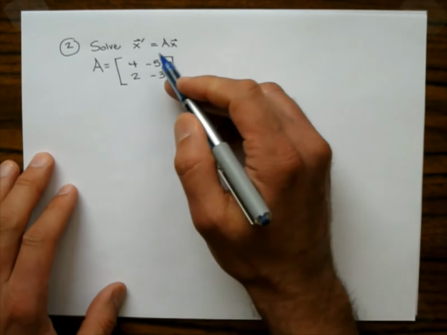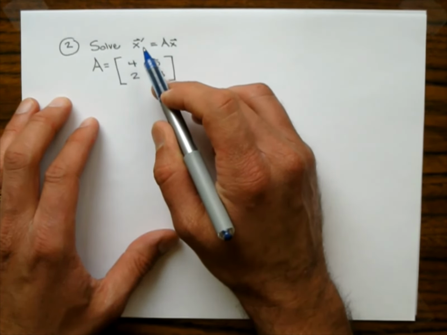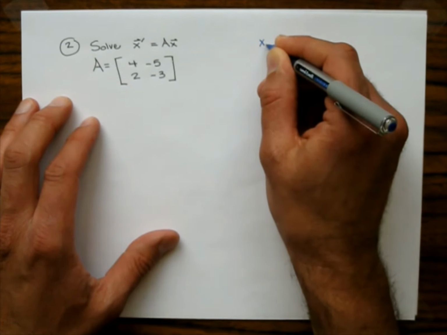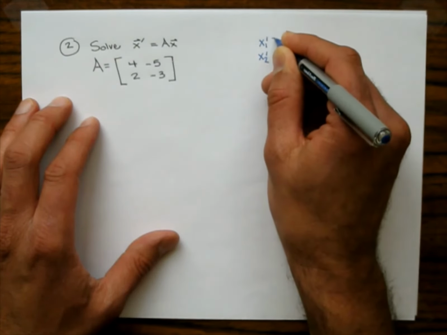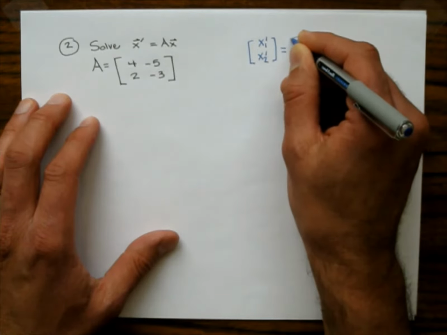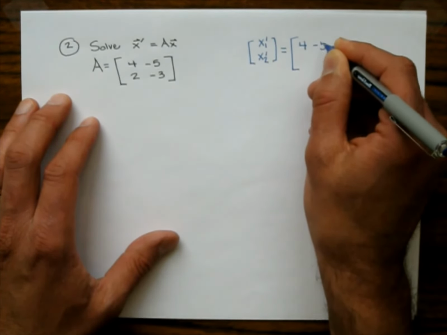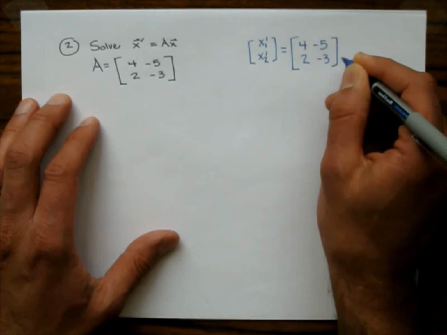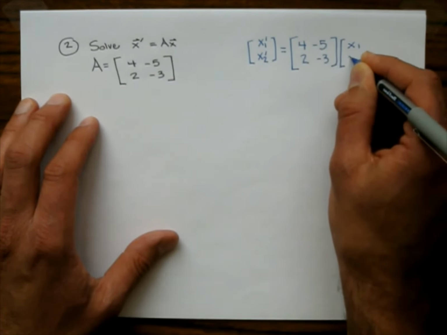Remember that this x bar prime is really x1 prime, x2 prime, as they call it, a vector. And then here's A, so what I'm doing in blue is optional. And then what is vector x? Vector x is x1, x2.